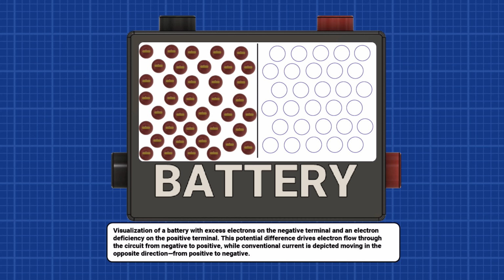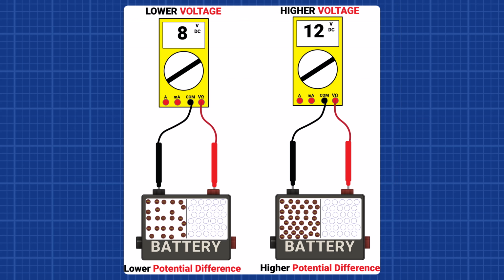The higher the difference, the stronger the electric field that drives electrons through the circuit. With this potential difference established, we can now measure the battery's voltage across its terminals. This measurement reflects the battery's ability to drive electrons from the negative to the positive side, revealing its pressure or capacity to do work. Here we have two batteries side by side, both connected to voltmeters.